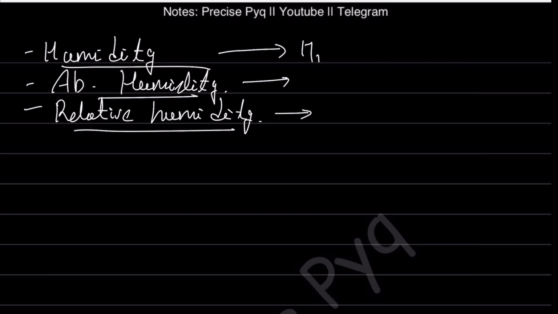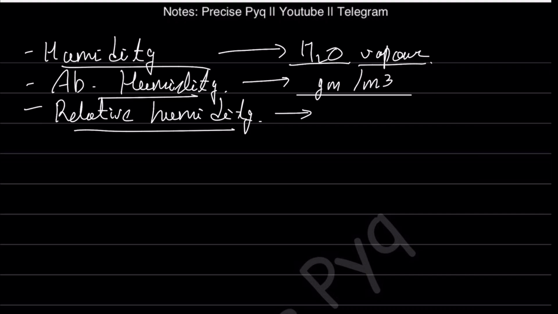Humidity means water vapor. If we say the weather today is humid, you mean that there is water vapor in the wind. That is what humidity means. Water vapor in the wind is humidity. Now absolute humidity means, if I ask you how much water vapor is there in the air today, you must give an absolute number, and that number is gram per meter cube. This is the unit of absolute humidity.